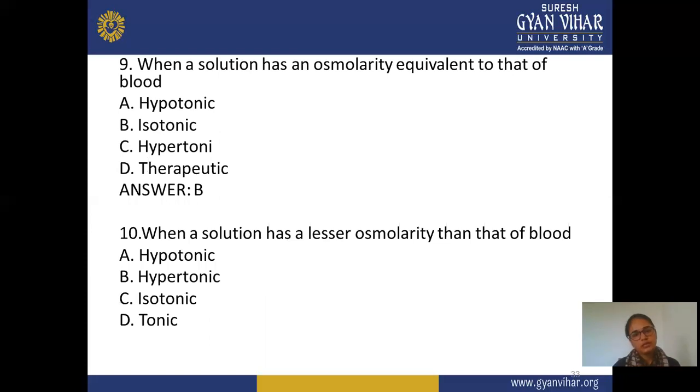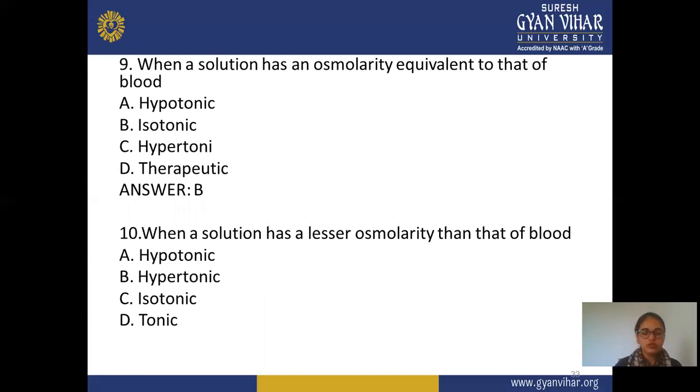and the solution has osmolarity equivalent to that of the blood. A is hypotonic, B is isotonic, C is hypertonic, and D is therapeutic. Next, the last, 10th question: when a solution has a lesser osmolarity than blood, it is hypotonic. A option is, B is hypertonic, C is isotonic, and D is tonic. These are the four options for the 10th question.